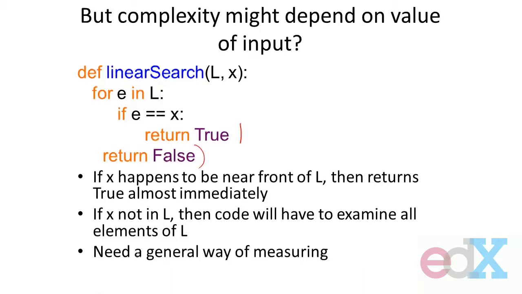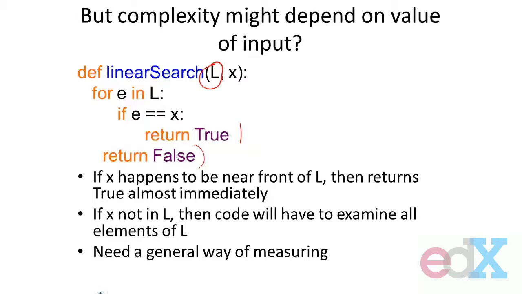Here's the problem. I could try and measure the complexity of this code in terms of the size of the list L, which makes sense. That's the thing that's likely to change. But the problem is that if x happens to be near the front of L, it's going to return true almost immediately. On the other hand, if x is not in L, then the code's going to have to go through all of the elements of L before it can return false. And so it's going to give us different answers depending on the specific choice. And that's not what we want. We need a general way of measuring complexity.